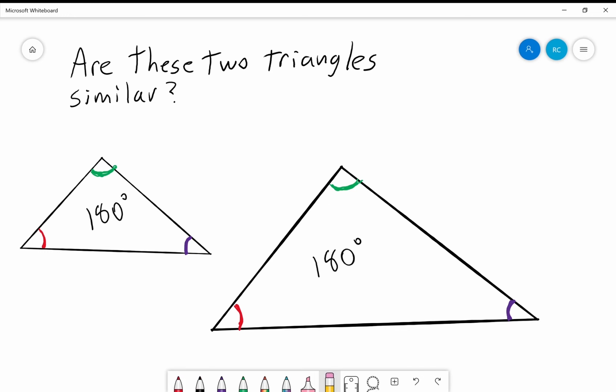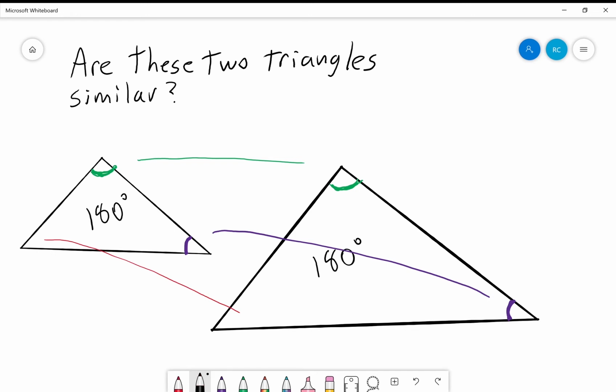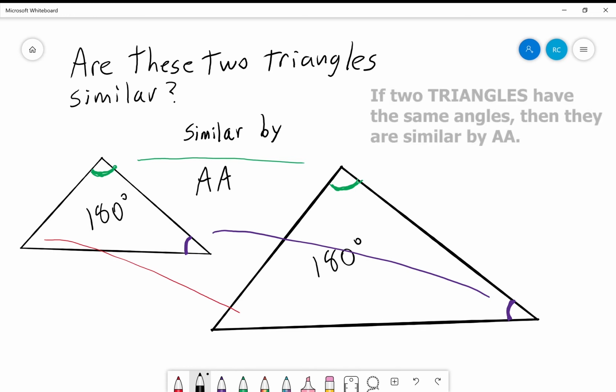And in fact, because all triangles add up to 180 degrees, we actually only need two of the angles, because if these two angles are congruent and these two angles are congruent and both triangles add up to 180 degrees, then we know by default, without having to say it, that these two angles are congruent. So we call this similar by angle. If you have at least two angles in one triangle that are congruent to two angles in a second triangle, then the two triangles are similar by angle.